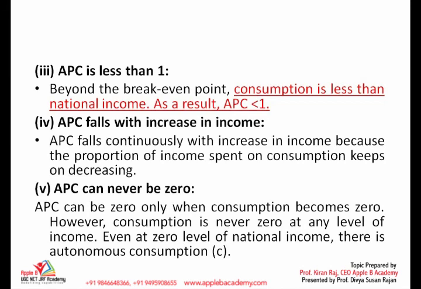And the last feature of the APC, that is, APC can never be 0. APC can be 0 only if consumption becomes 0. However, consumption, as we know, is never 0 at any level of income. Even when you do not have income, you still consume certain commodities. Even at 0 level of national income, there is autonomous consumption.